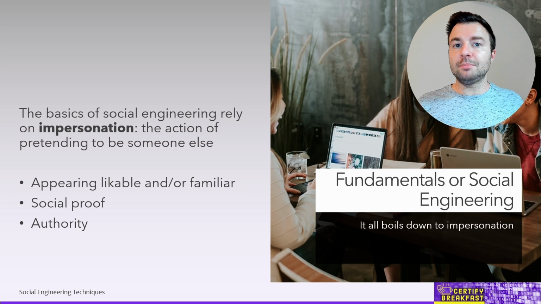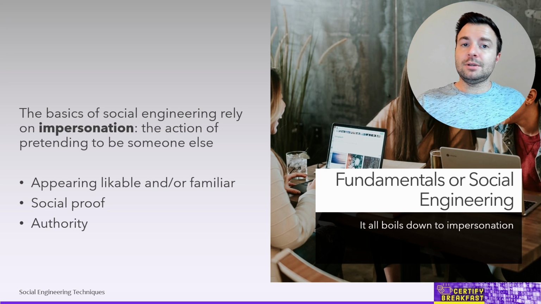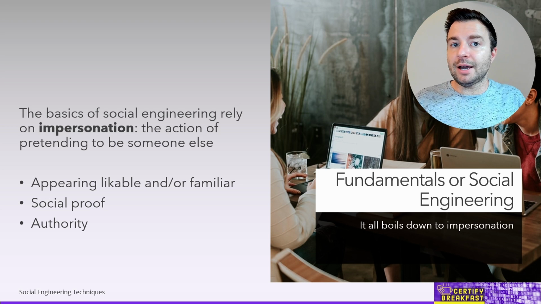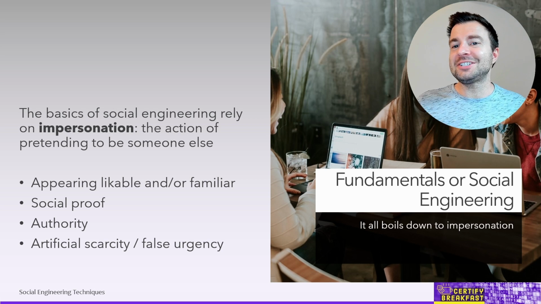So if you're able to impersonate somebody that is supposed to have a position of authority over that victim, it's that much easier to convince them to do something that they should comply with immediately. Next one, artificial scarcity or false urgency.